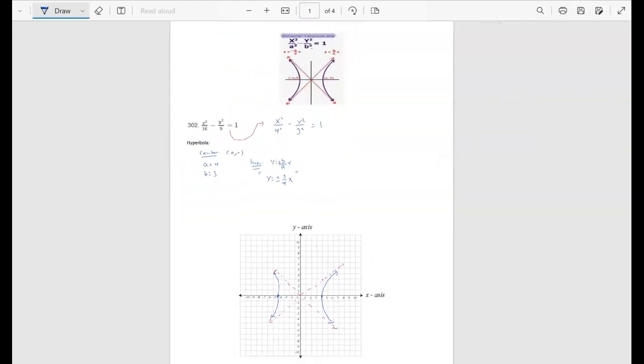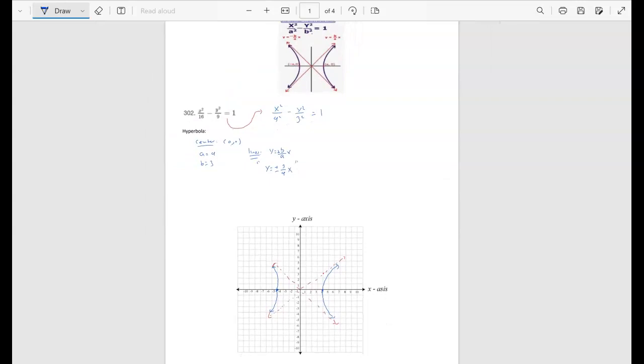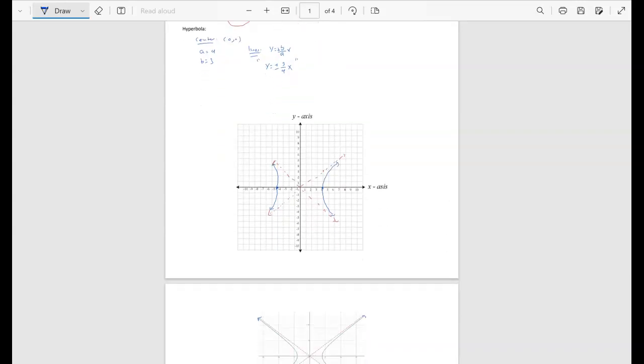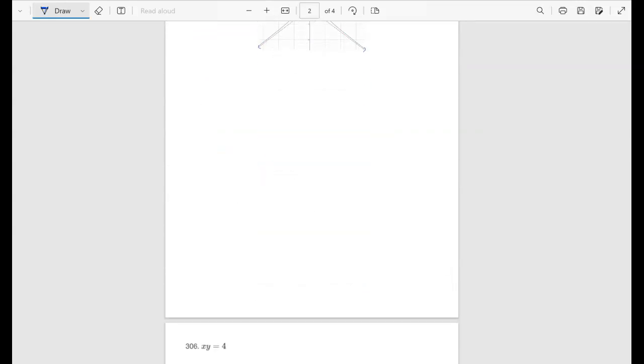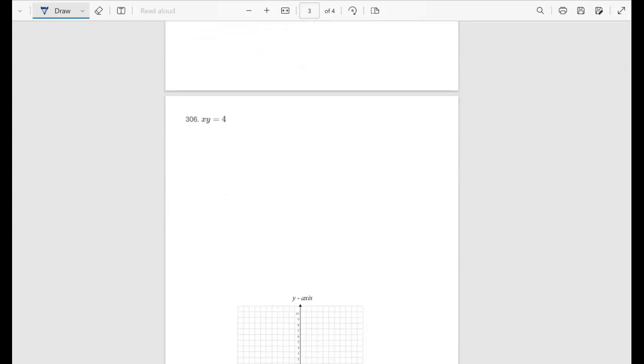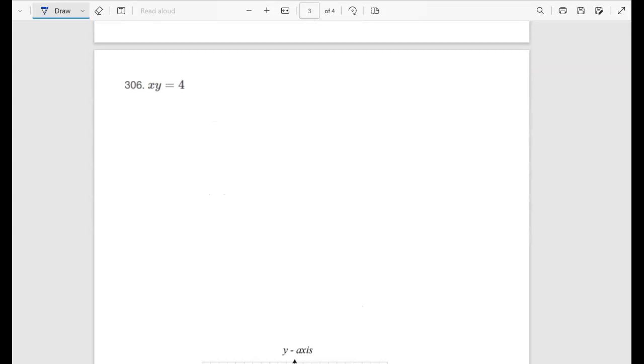It's actually in standard form, and once again, because of the minus, we have a hyperbola. If it had been a plus, then you would have an ellipse. Let me move on to problem 306, which is going to take like 1 minute.